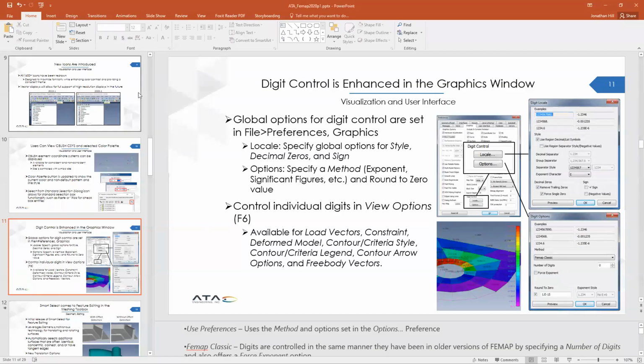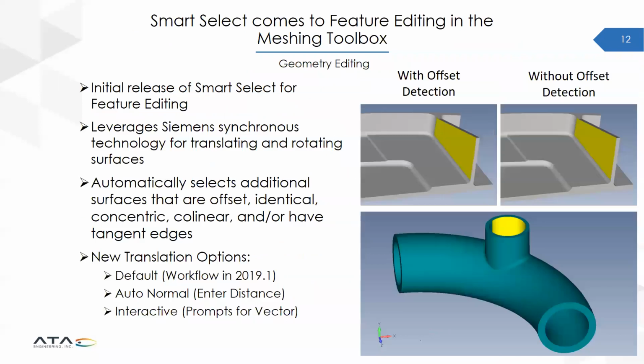With that, let's hop back over to PowerPoint now, and we'll continue on with some of our geometry editing updates. There's some pretty cool stuff happening with the meshing toolbox in Femap 2020.1. This is actually the initial release of Smart Select for feature editing, which leverages Siemens Synchronous Technology for translating and rotating surfaces. You might be familiar with this synchronous technology.